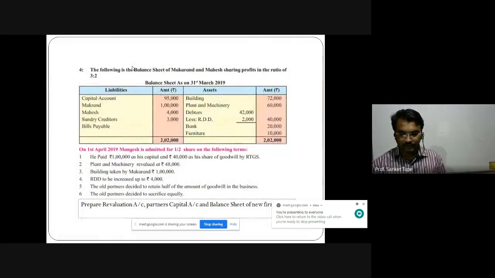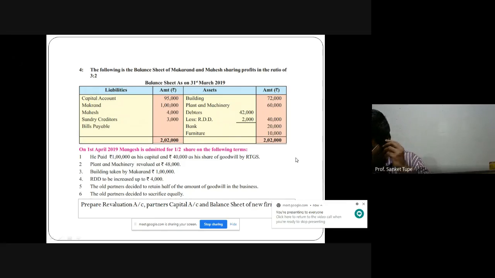Admission of partner is the first situation in which we are going to see the revaluation or reconstitution of the partnership firm. In a reconstitution, that is the first situation. There are actually four situations of reconstitution.